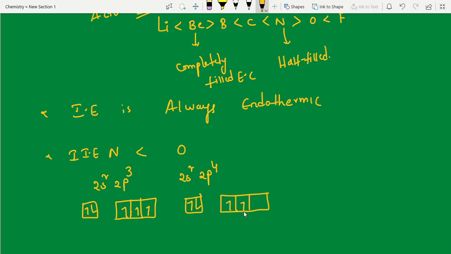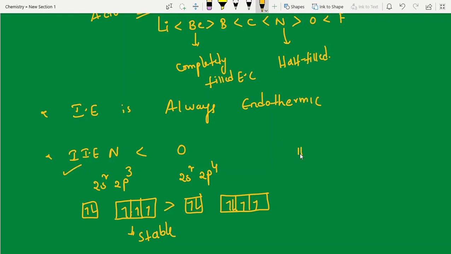In case of oxygen, more electrons, no doubt. We expected oxygen to have more ionization energy because of more electrons, but nitrogen is exactly half-filled. It is more stable, exactly half-filled. That's why this is more. This is first ionization energy only.